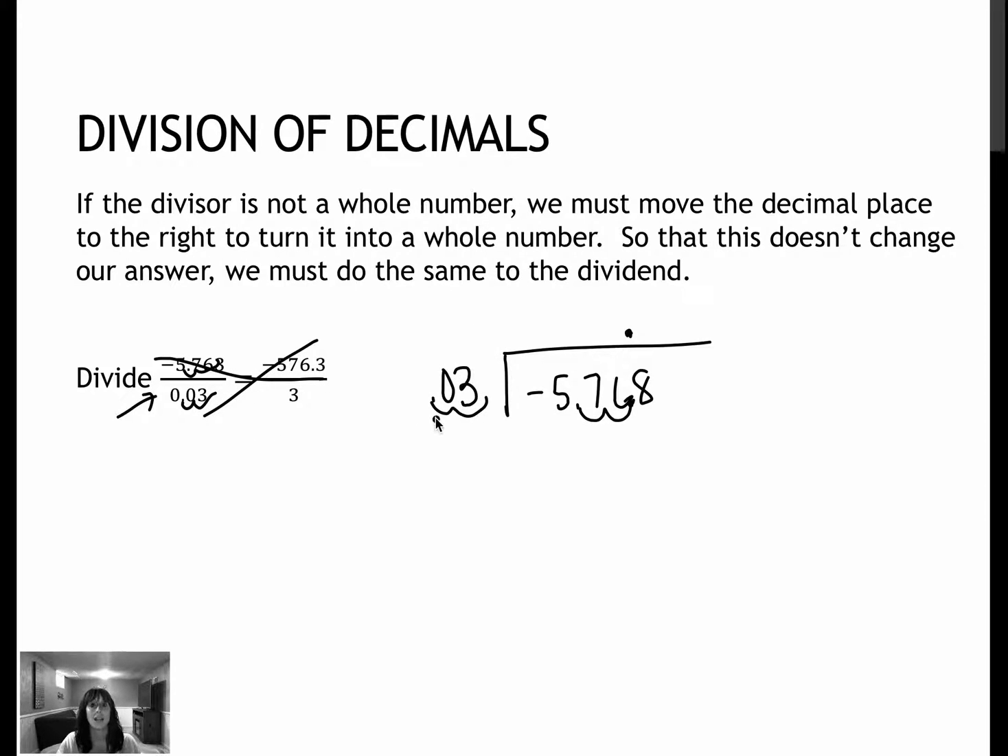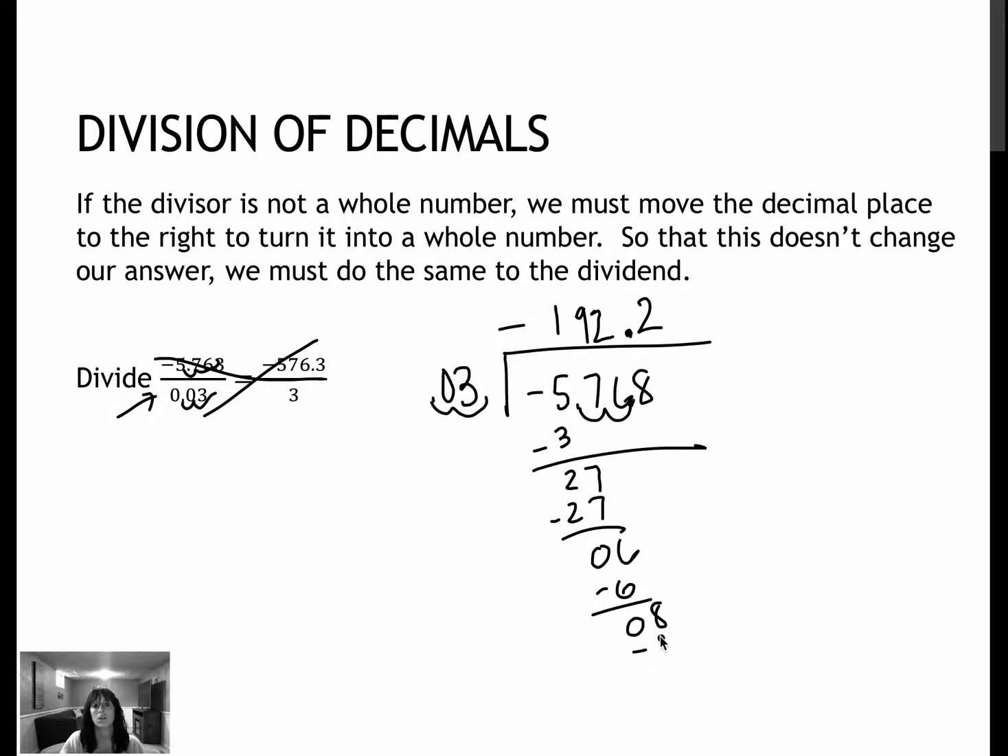But now I'm just dividing by 3. So 3 goes into 5 one time, and my answer will be negative, of course. Subtract to get 2, bring down the 7. 3 goes into 27 9 times, which of course is 27. Bring down the 6. 3 goes into 6 twice, which gives me 0, and I bring down the 8. 3 goes into 8 2 times, and that gives me 2.